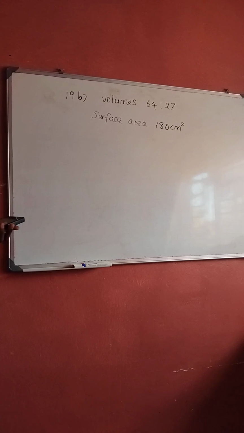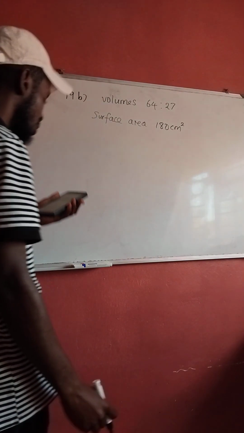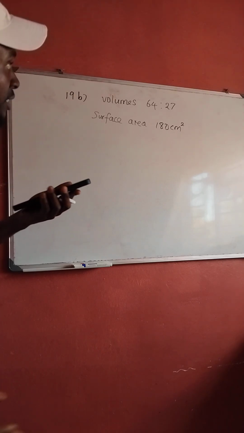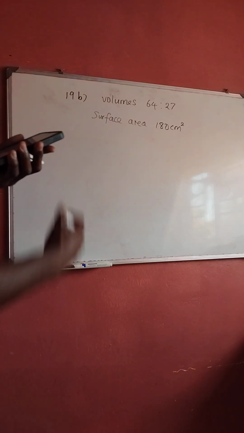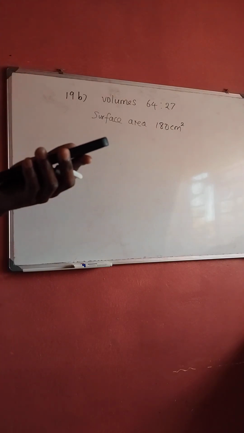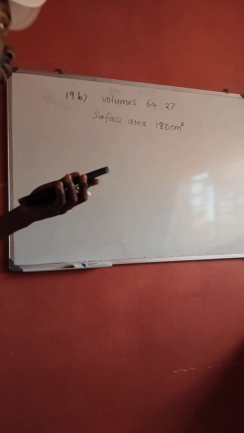Okay, so now we're looking at question 19b. The question is: the ratio of the volumes of two similar solids is 64 to 27. The surface area of the smaller solid is 180 centimeters squared. What is the surface area of the bigger solid?